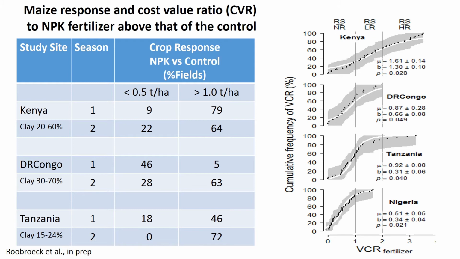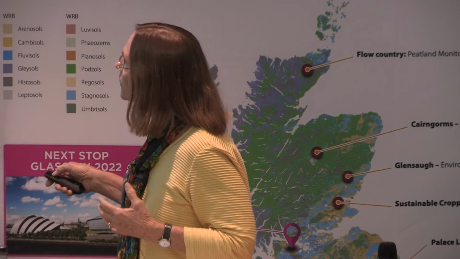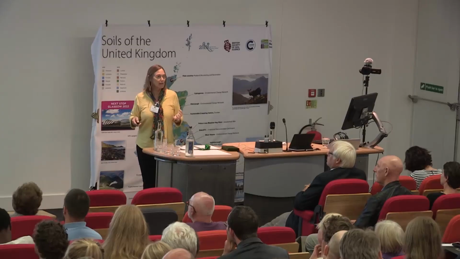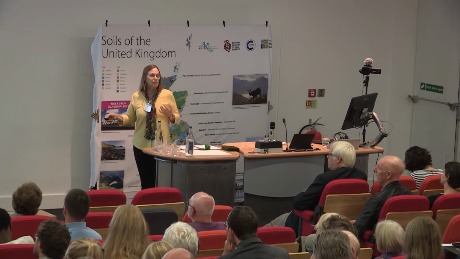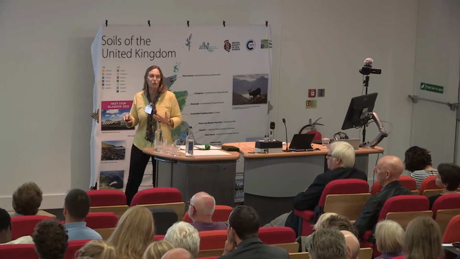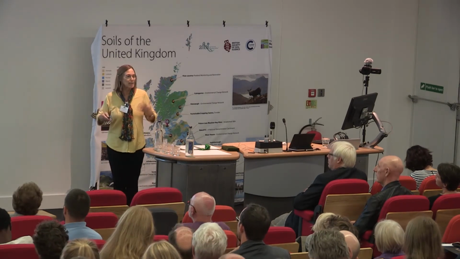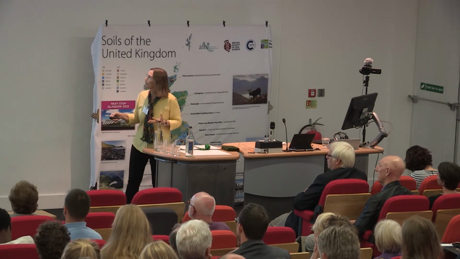Kenya has more 2-to-1 minerals than any of the other soils. It has higher baseline yields and a much higher response. DRC Congo has high clay, but it's primarily kaolinite and gibbsite. And Nigeria is a very sandy soil. And so there are different factors. We're still trying to tease apart the data to see if you can help target for fertilizers.